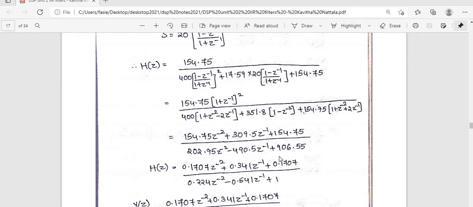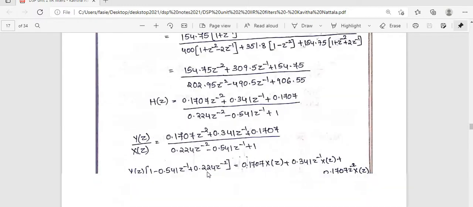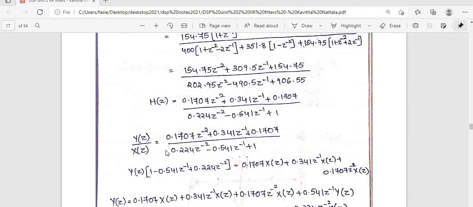So basically, what is the meaning of transfer function? Transfer function is all about H of z, right? H of z is nothing but output by input. So what is the output value? Y of z, and the input value is X of z. So output Y of z by input X of z. Cross multiplied, Y of z will come here, X of z will come here, right?